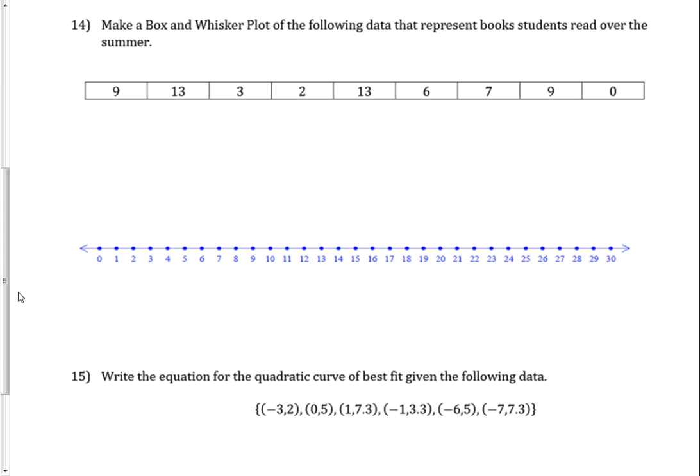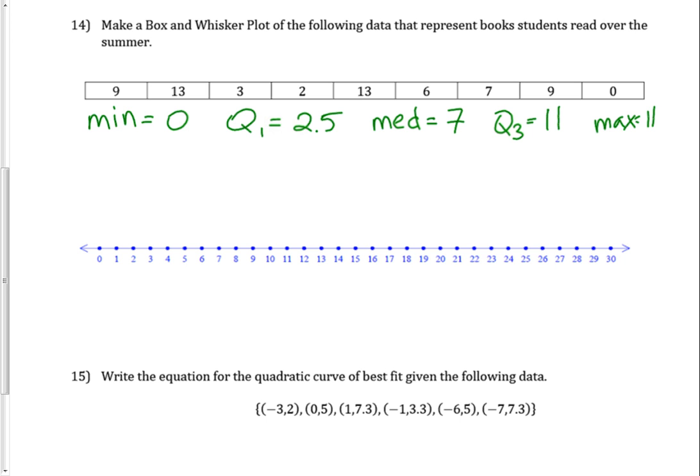Number 14, we're going to make a box and whisker plot of the following data. Use your calculator to help you out. Plug everything into list 1, and then you run your 1-var stats, and that will give you the 5-number summary. Your 5-number summary should look like this. Minimum value of 0. So I'm going to go ahead and put that point on my number line. Q1 is 2.5, so halfway between 2 and 3. We'll put our next point. Median is 7, so we need a point there. Q3 is 11, so we need a point there. And then finally, our maximum is, oops, that's not 11, that should be 13. Sorry about that. And then our final point would be at 13.